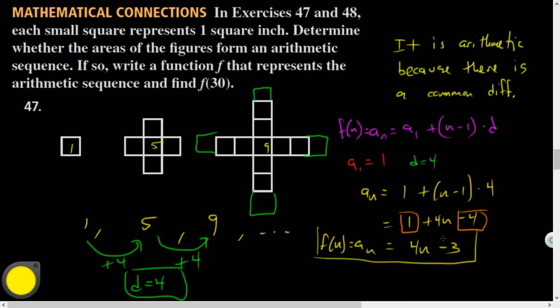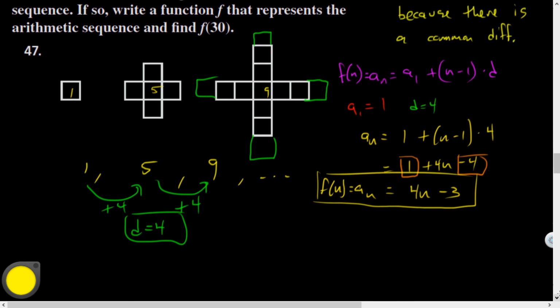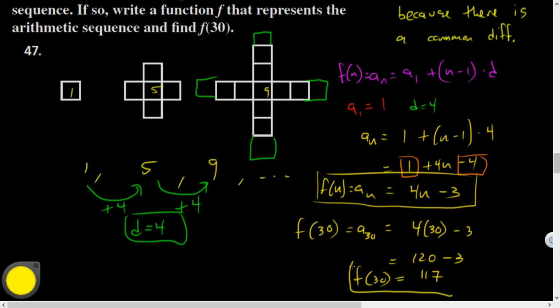So here's a function. So if I want the 30th term, the 30th thing in this pattern, I could do that by plugging in 30 for n. All right, so I could say f of 30. I'll write it both ways. This is the same as a of 30. A sub 30 is going to equal 4 times 30 minus 3. 120 minus 3. 117 is f of 30. So now I actually know the area of the 30th figure in this pattern.